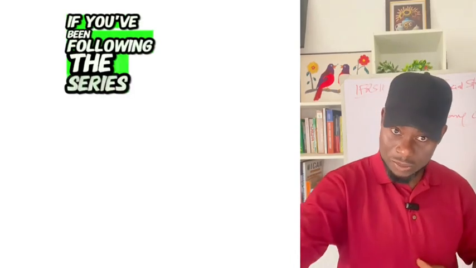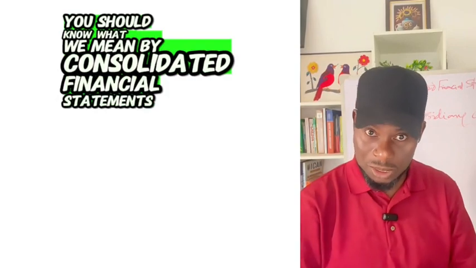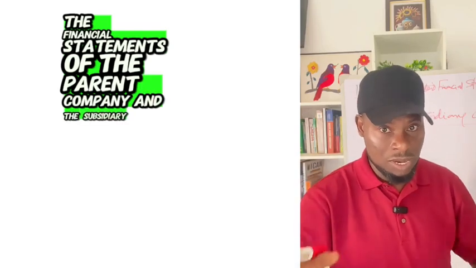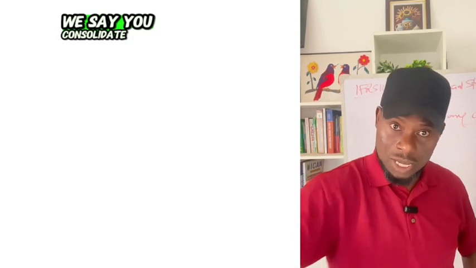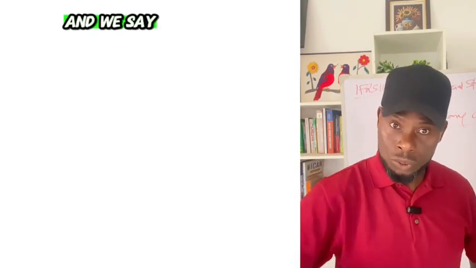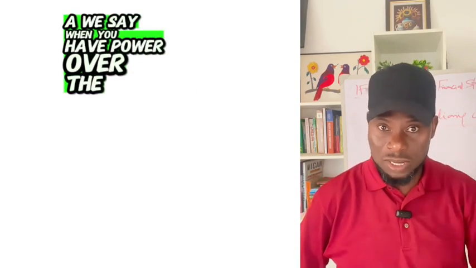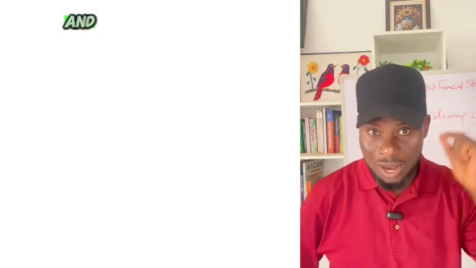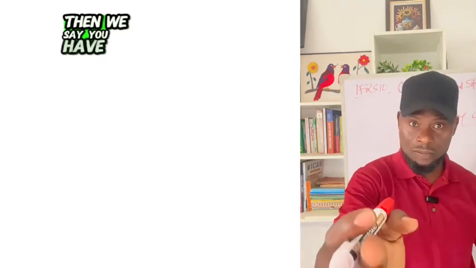If you've been following the series, by now you should know what we mean by consolidated financial statements. We say the financial statements of the parent company and the subsidiary are presented as one single entity. We say you consolidate when there is control. And we say control means three things, PEA. We say when you have power over the investee, when you are exposed to variable returns of the investee, and when you have the ability to affect those returns, then we say you have control.